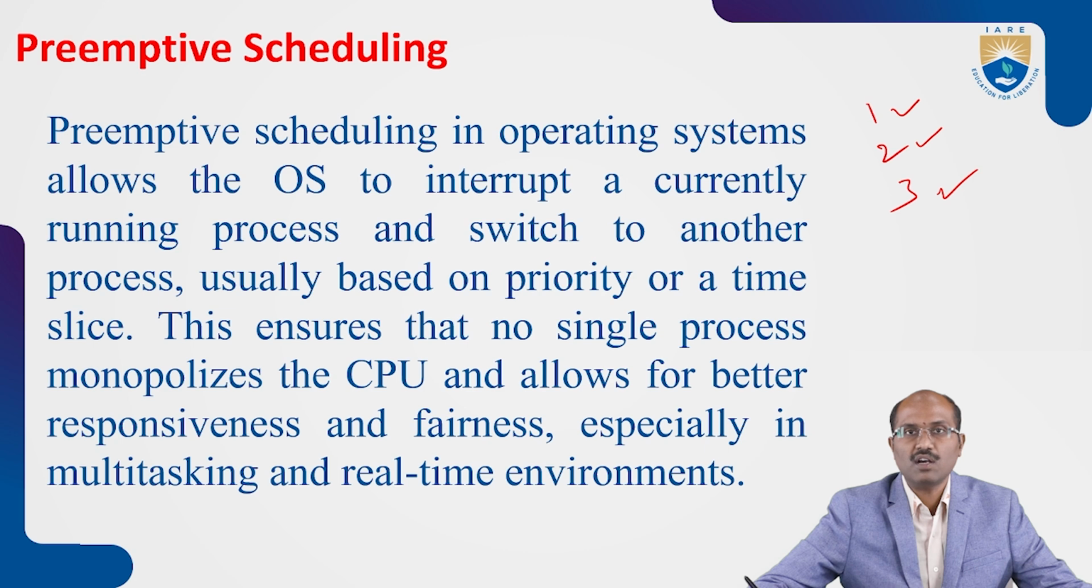It means the operating system interrupts a currently running process and switches to another process, usually based on priority or a time slice. Based on a time slice, a process can switch to another process in the execution scenario. This ensures that no single process monopolizes the CPU and allows for better responsiveness and fairness, especially in a multitasking environment. It keeps on switching, giving each process a chance to execute, and then goes to the next process.